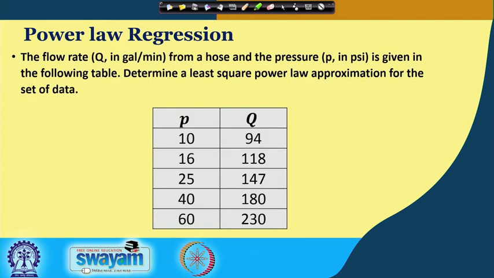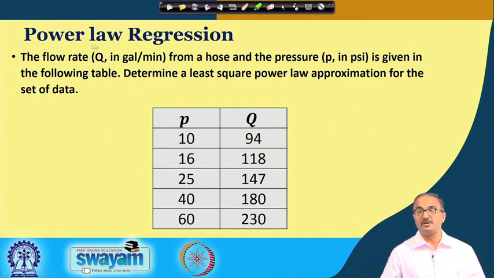Next, we take this particular expression. In this problem, we have to go for a power law regression. What we mean by this will be clear to you. Now, first let us see the kind of data set which has been given to us. That is, we are given the pressure, and at each pressure we are given some flow rate through a hose.